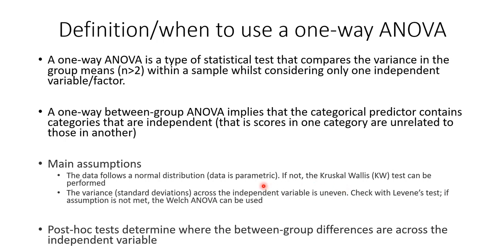And then your ANOVA will tell you that there might be a difference, but it doesn't tell you where those differences are. So that's what your post-hoc tests are typically used for. So where do those differences lie? If you've got 3 groups, is it group 1 versus group 2, group 1 versus group 3, or group 2 versus group 3? You can find that out using these post-hoc tests.